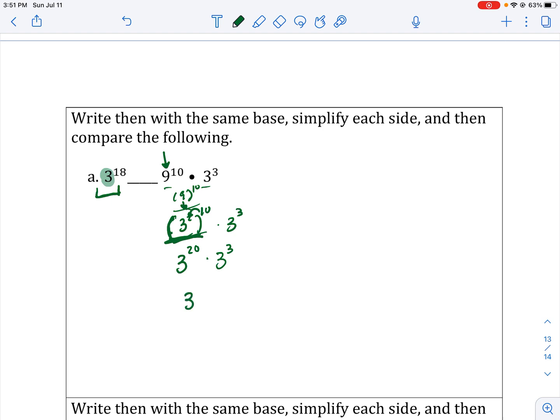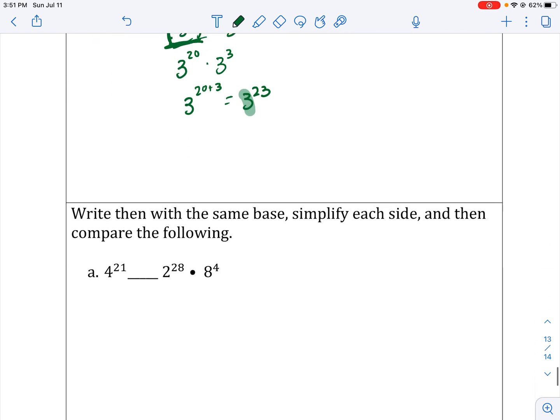And then I should add my exponents because I'm multiplying like bases. I get 3 to the 23rd power on the right. Since both bases are the exact same and they're both integers, I should look at the exponents. 23 is greater than 18, so 3 to the 18th is less than 3 to the 23rd.